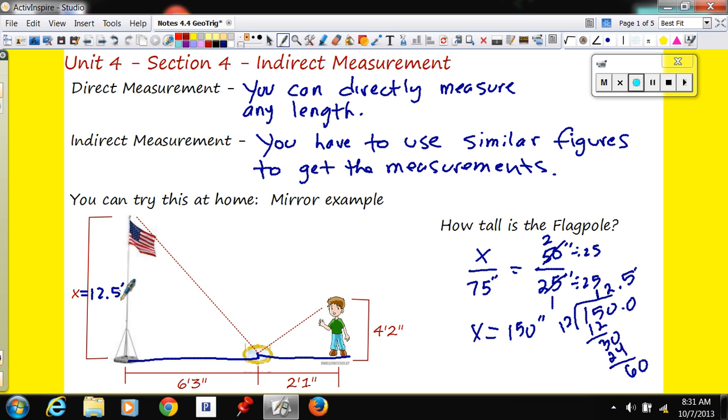I divided. Now you could have done this in your calculator. You could have done 150 divided by 12, and you're going to get 12.5 feet. But I did 12 into 15 once. Subtract, you get the 3 here. Bring down the 0. 12 into 30 2 times, because 12 times 2 is 24. Subtract, you get 6. Add a 0 here and bring down the 0. 12 goes into 60 5 times, and it goes in evenly. So the flagpole will be 12.5 feet tall.